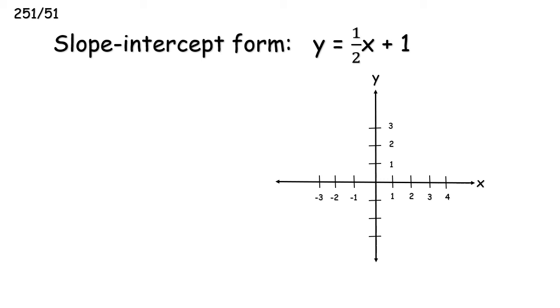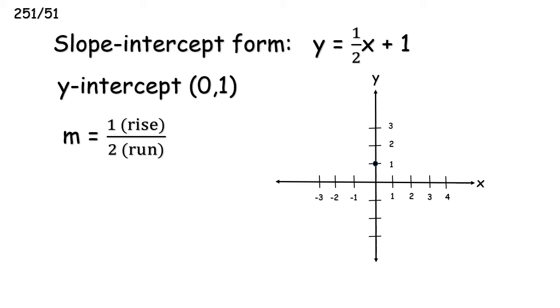This is problem 51 on page 251. You're given y equals 1 over 2 times x plus 1, and this is now in slope-intercept form. You know that the y-intercept is (0, 1). It's the b part of the y equals mx plus b. That is the point (0, 1). We have a slope of 1 over 2, the coefficient in front of the x, which means we go up 1 and over 2.